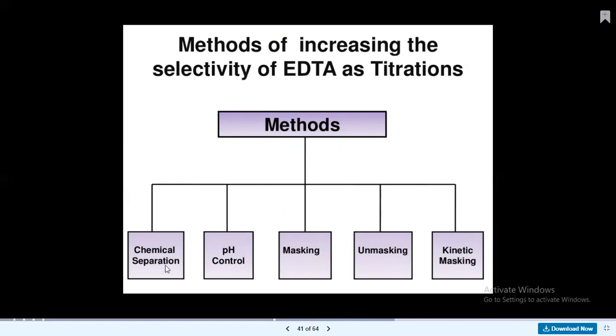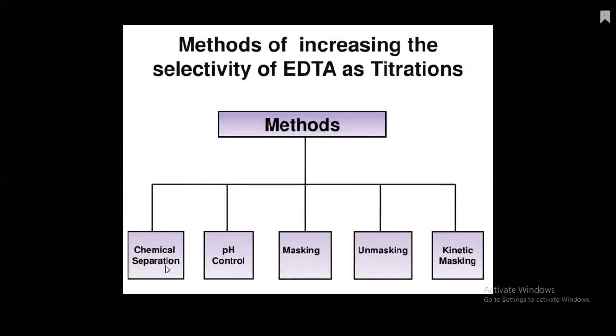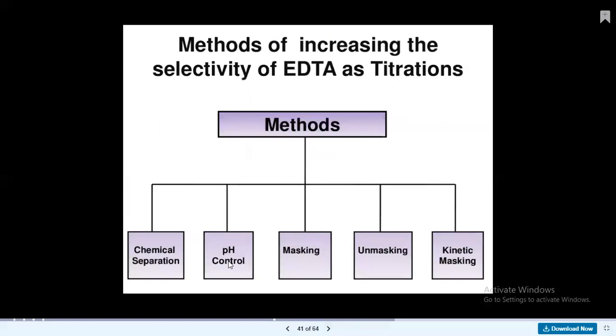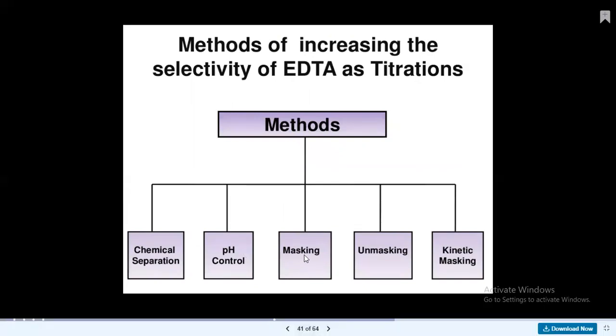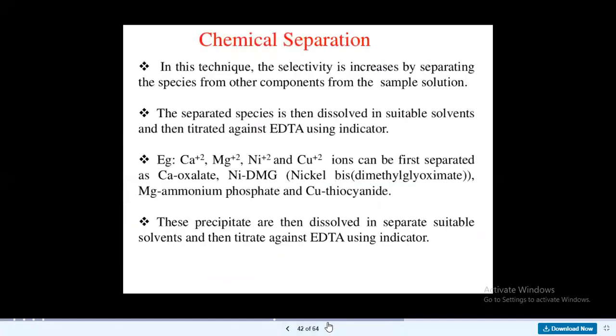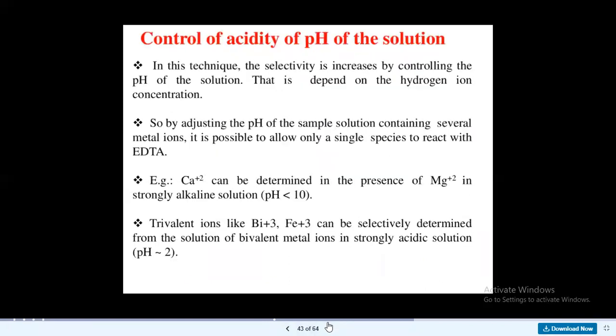Chemical separation means we are either using ion exchange resin and certain chemicals that remove the interfering substances. pH control, हमने इससे पहले भी डिस्कस किया कि by controlling the pH we can also make it selective for a particular type of the metal ion. We can also use some masking agent or the unmasking agent or kinetic masking. One by one we can estimate the different types of the metal ions if present in the sample matrix. ठीक है, by changing the pH that can also be यहाँ पे लिखा हुआ है.